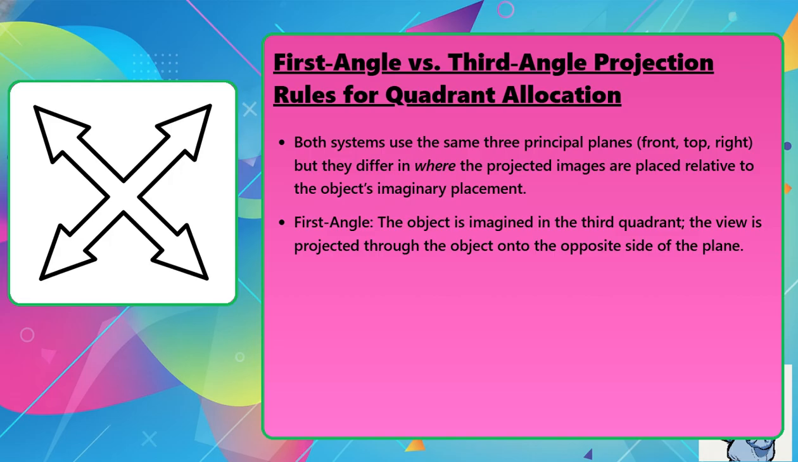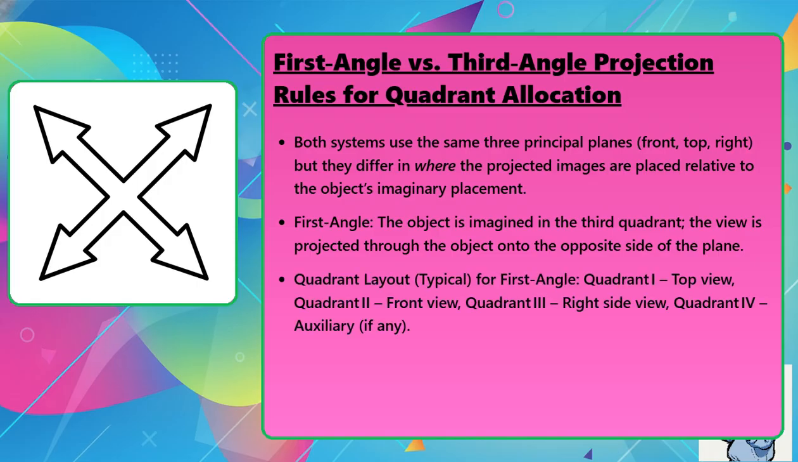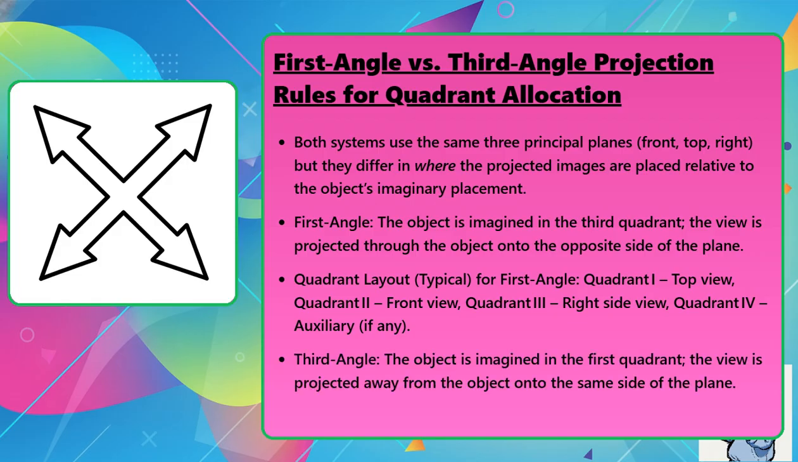First angle: the object is imagined in the third quadrant. The view is projected through the object onto the opposite side of the plane. Quadrant layout typical for first angle: Quadrant 1, top view; Quadrant 2, front view; Quadrant 3, right side view; Quadrant 4, auxiliary if any.